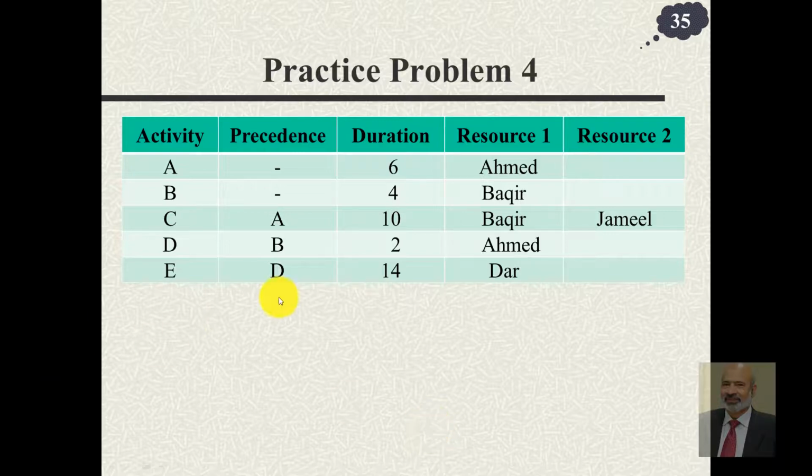We have 5 activities and there are resource people who work on these activities. For instance, Ahmed has to work on activity A. He is also required to work on activity D. Bakir works on activity B as well as on activity C, and activity C also requires the services of Jamil. Finally, Dark works alone on activity E, and right in the beginning we assume that each one of these is required for 100% of his time. That means 40 hours per week.